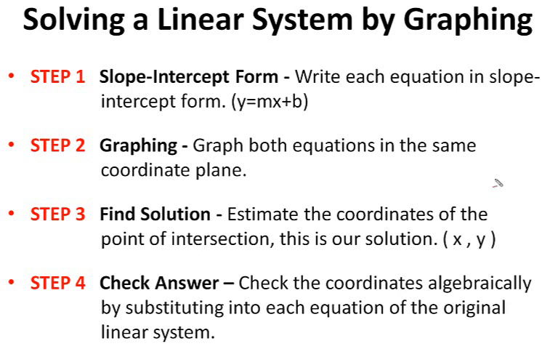Okay, so our first step is to write each equation in slope-intercept form. This is our y equals mx plus b. Our second step is to graph both equations in the same coordinate plane. Our third step is to find our solution, which is the point where our lines intersect on the graph. And our last step, step 4, is to check our answer. We do this by plugging in our solution, our x and y, back into the original equations and seeing if they are both still true.